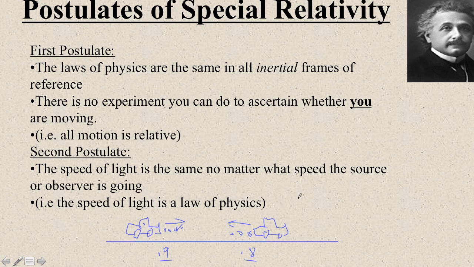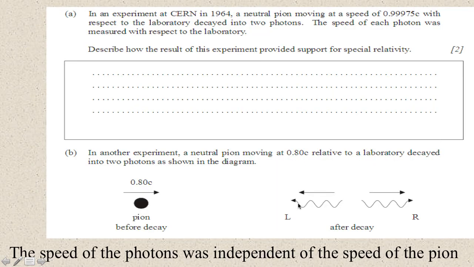Now, I saw this on the IB test from last year, so let's take a look at this. In an experiment at CERN in 1964, a neutral pion moving at the speed of 0.99975 c with respect to the laboratory decayed into two photons. This is just a way that we write the speed of light. The speed of each photon was measured with respect to the laboratory. Describe how the result of this experiment provided support for special relativity.